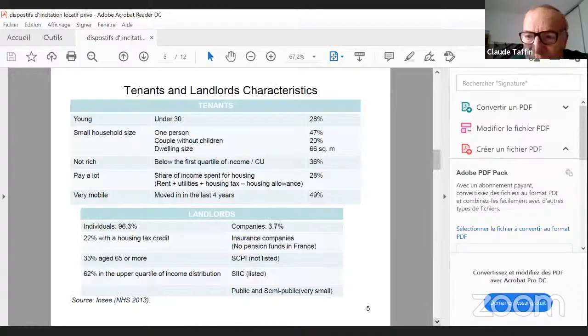We can be generous with subsidies because we have a high level of taxation and also a high level of budget deficit, which of course terribly increased after the pandemic crisis. I can go rapidly over tenant and landlord characteristics because they are quite expected. The tenants are mostly young, not rich, have a small size, but they pay a lot for their housing compared to their income. And last but not least, it's a very mobile population. Half of them have moved in the last 4 years, and the mobility rate is close to 20%.